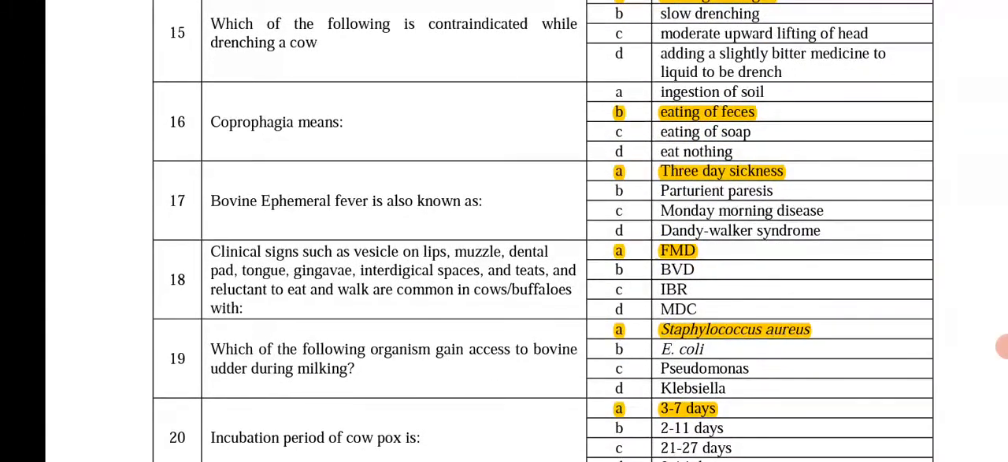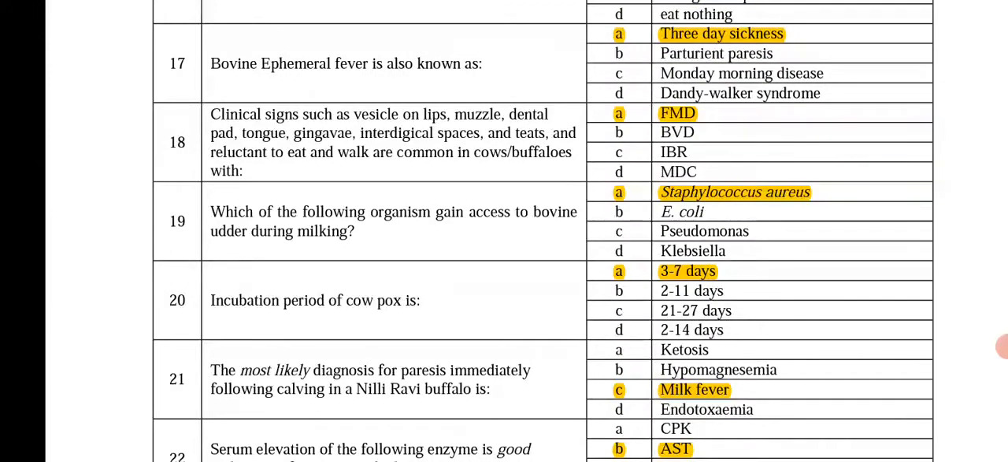Bovine ephemeral fever is also known as 3-day sickness. Clinical signs such as vesicles on lips, muzzle, dental pad, tongue, gingiva, interdigital space and teeth, and reluctance to eat and walk are common in cow buffaloes with FMD. Which of the following organisms gain access to bovine udder during milking? Staphylococcus aureus. Incubation period of cowpox is 3 to 7 days.